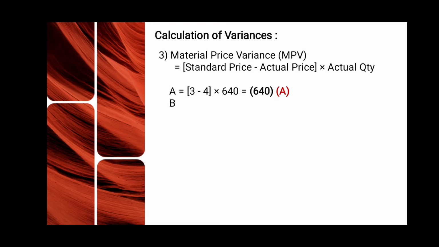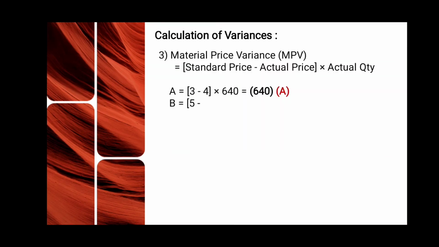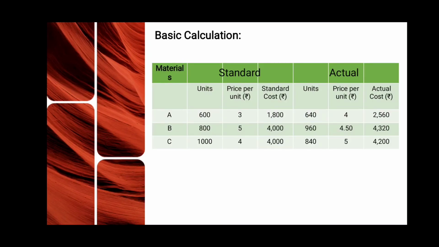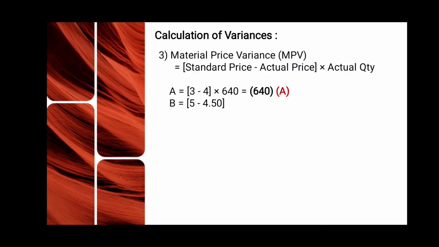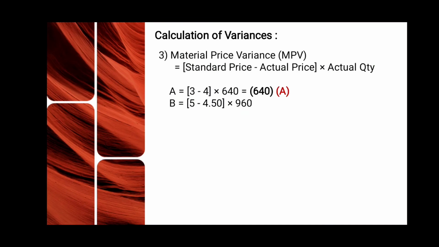Next, material B, standard price is 5 per unit minus actual price is 4.50 into actual quantity, which is 960, which will be equal to rupees 480. So we'll mark it as F, that is favorable.